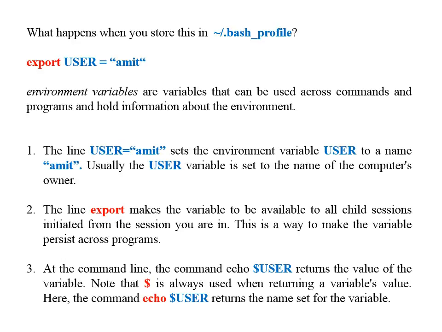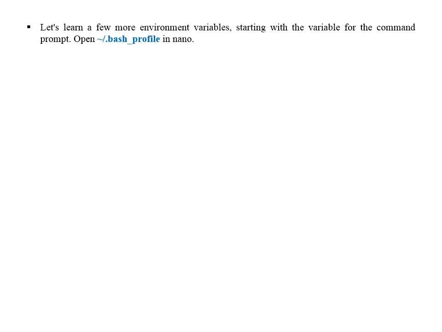At the command line, the command echo $USER returns the value of the variable. Note that $ is always used when returning a variable's value. Here, the command echo $USER returns the name set for the variable. Let's learn a few more environment variables, starting with the variable for the command prompt.